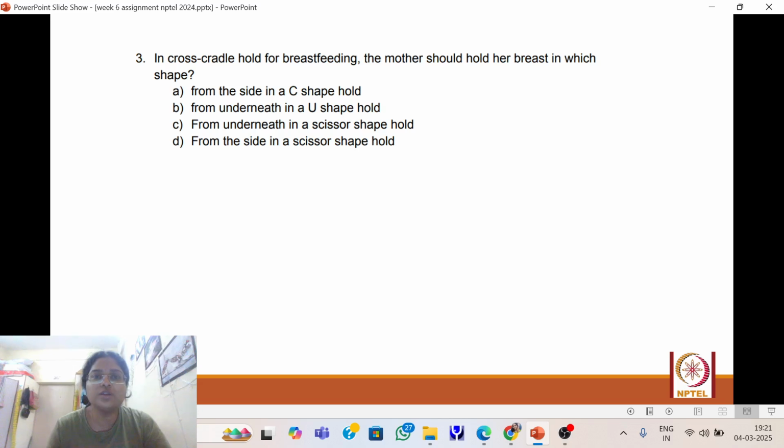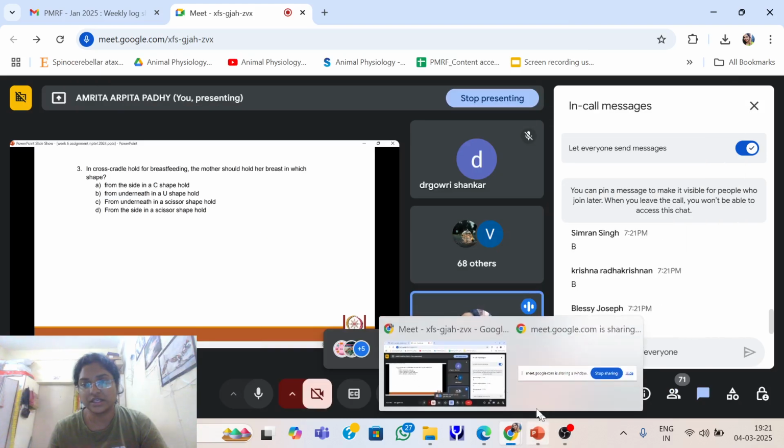In cross cradle hold for breastfeeding, the mother should hold her breast in which shape? From the side in a C-shaped hold, from underneath in a U-shaped hold, from underneath in a scissor-shaped hold, from the side in a scissor-shaped hold. Start answering.